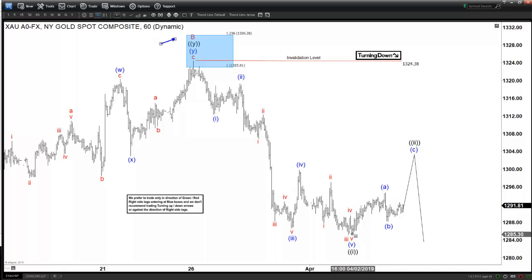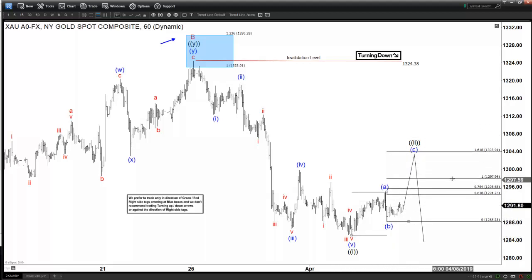And sometimes you can easily project the area by using the Fibonacci extension tool here. So the projected area currently sits at 1297, 1304, and then from this area gold has a chance to turn lower again.